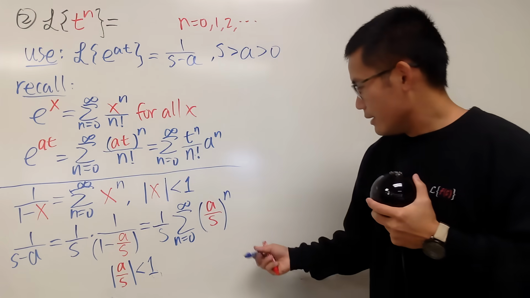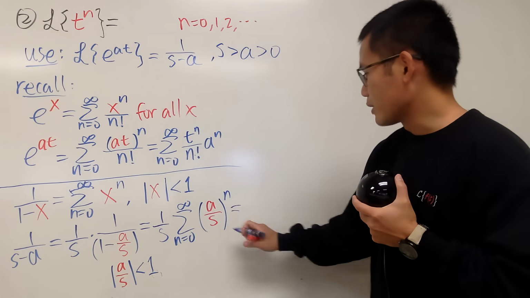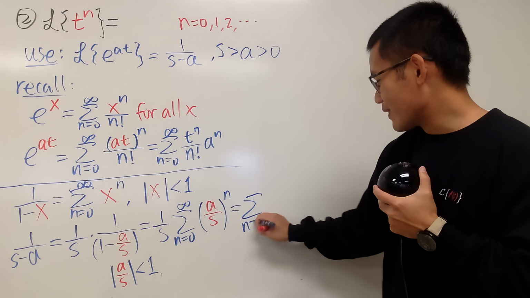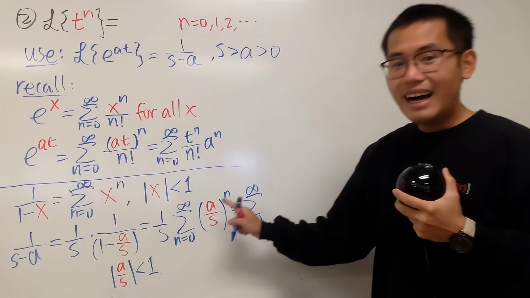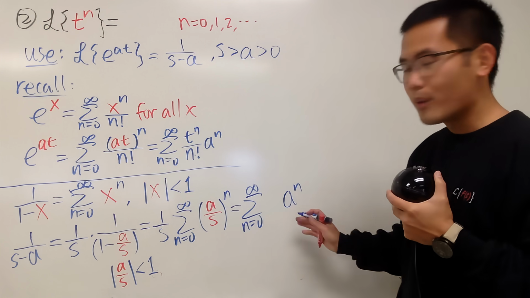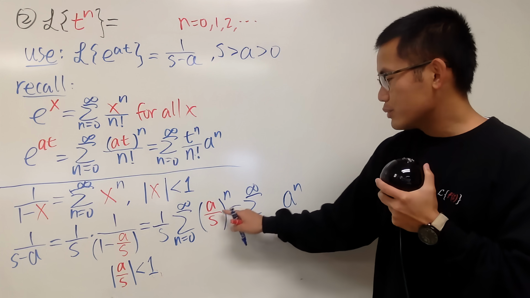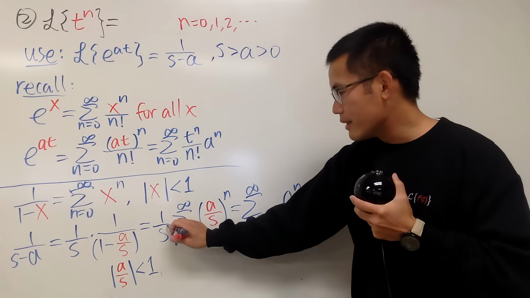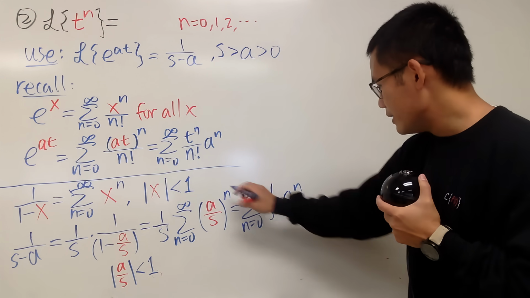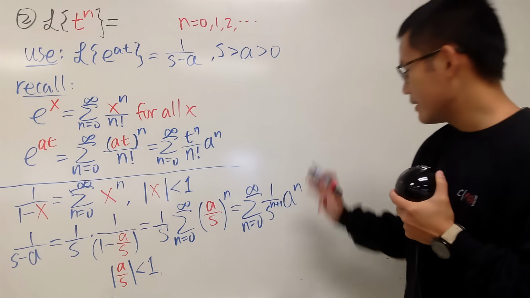Okay. Of course, maybe let's simplify this a little bit actually. So this right here, I will have the summation, n goes from 0 to infinity. On the top, we have a to the nth power, but let me put that aside like this, a to the nth power. On the bottom, we have s to the nth power, but we have another 1 on the bottom as well. So all in all, we have 1 over s to the n plus 1, like that.